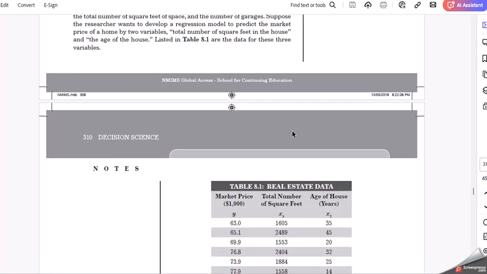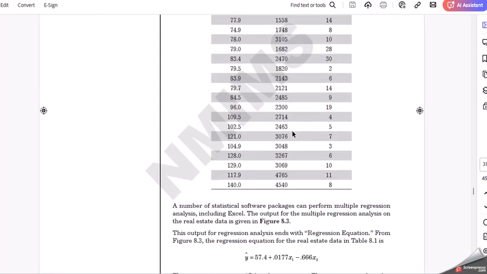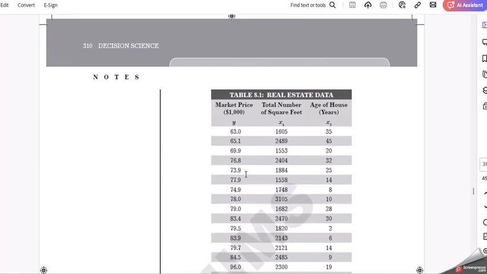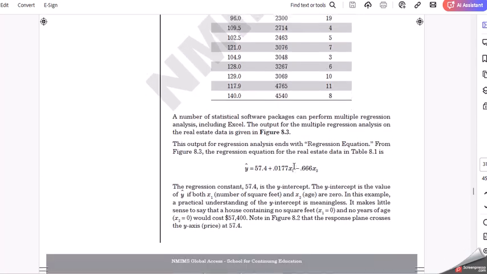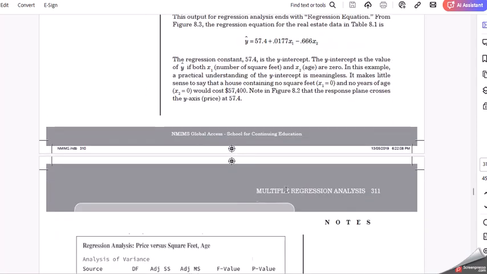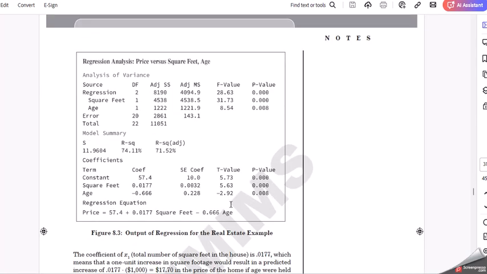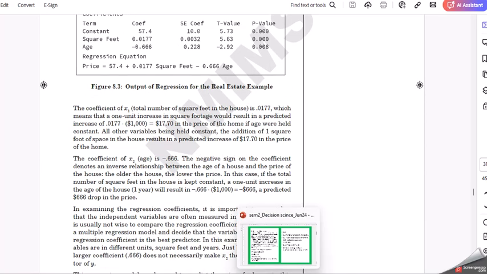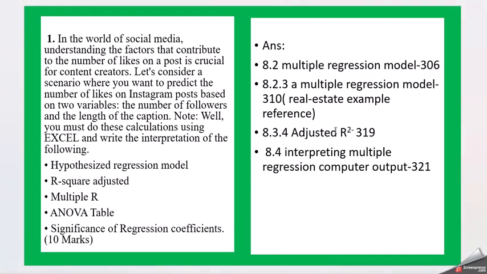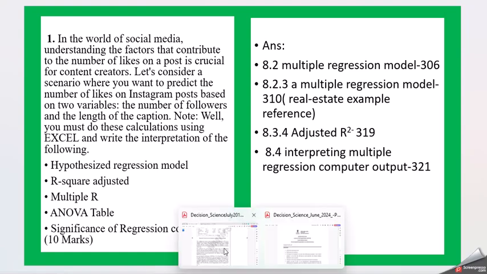I think this is the one we have. One basic example, the real estate data table that has been given, how the problem has been solved, and how they are showing you step-by-step information so that you can write your answers in the same way. Okay, then adjusted R square.